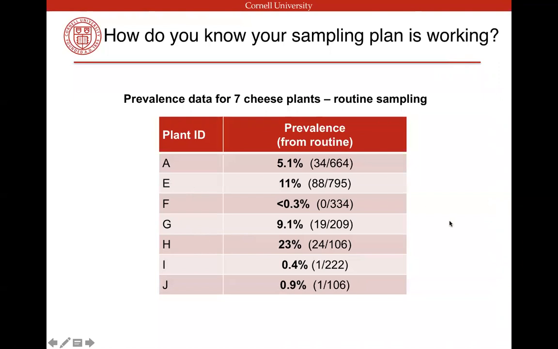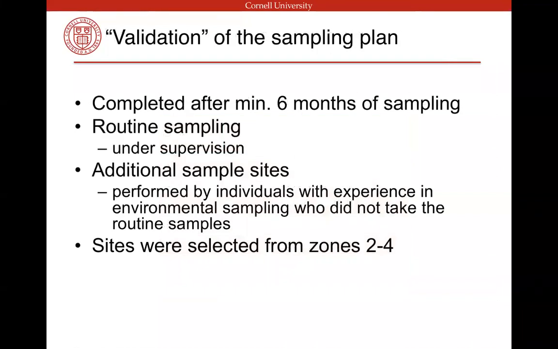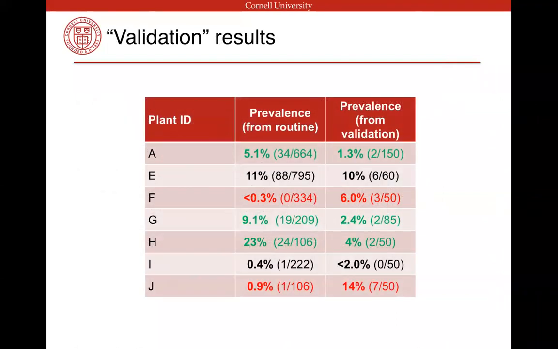But all of this testing was done by the food facility themselves. And so when we sent in outside experts to pick sampling sites and to actually do the sampling, sites from zones 2 and 4 over 6 months, we actually found out that the prevalence was quite different from what they were finding in the routine. So facility F, out of 334 samples, they didn't find anything when they were doing the testing, but when our outside experts came in, they found 6% prevalence. Same with J, there was also a huge jump. So this is a great way to validate whether or not your routine sampling is looking in the right places and is actually doing the swabbing correctly.